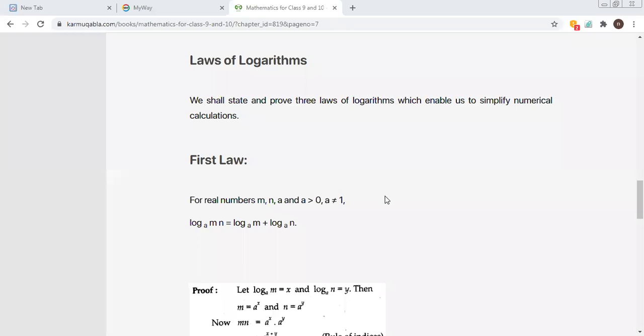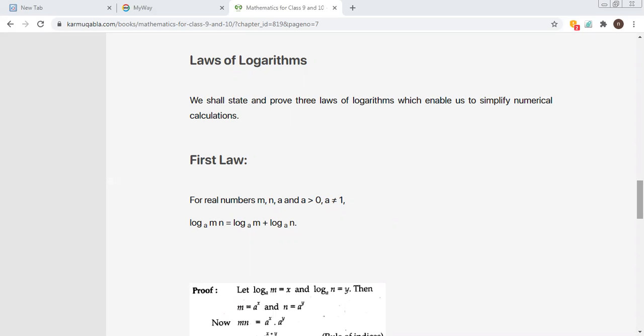Today we will start exercise 3.3 and we will also study the laws of logarithm. Can you see the lecture on the screen? Yes, miss. Laws of logarithm. Dear students, there are three laws. We shall state and prove the three laws which enable us to simplify numerical calculation.